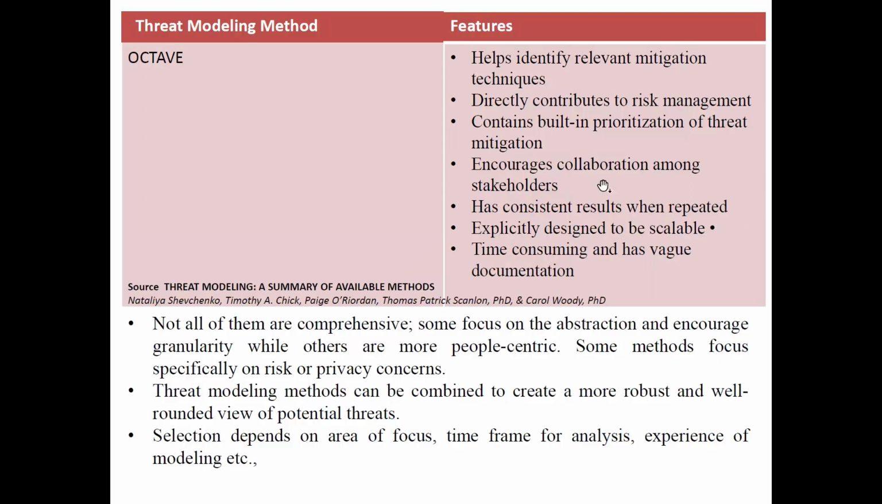And finally, the last model is Octave. So Octave is a risk-based strategic assessment and planning method for cybersecurity. And it has three phases. First is to build an asset-based threat profile, then identify infrastructure vulnerability, and then develop a security strategy and plans. This method is also very time consuming and has very vague documentation.